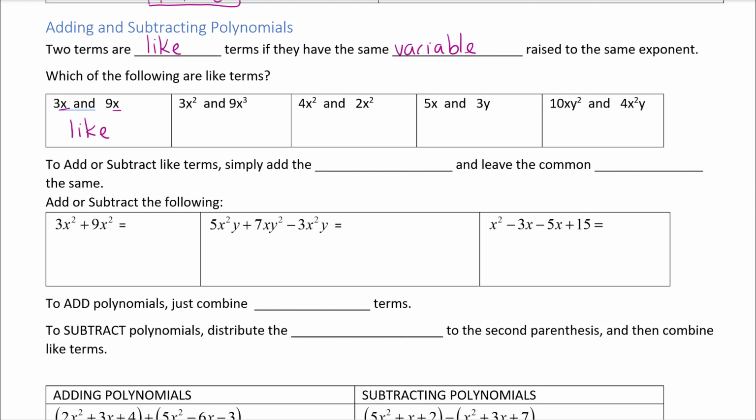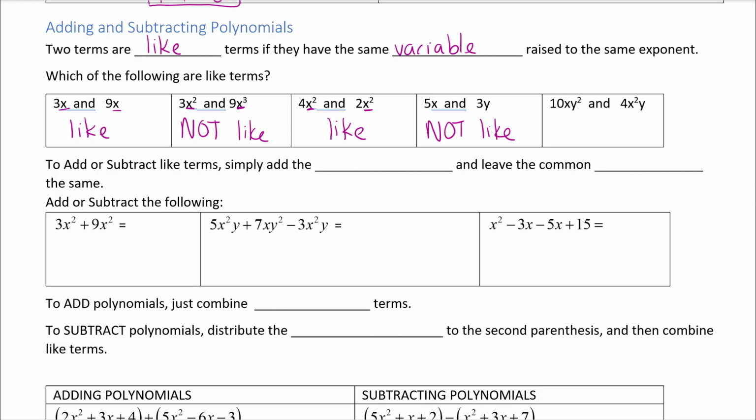The next one, we have x squared and x cubed. 3x squared and 9x cubed. Now, the x squared and the x cubed have the same variable, but they are not raised to the same exponent, so therefore they are not like terms. The next one, 4x squared and 2x squared. The x squared and the x squared are the same, so we would call these like terms. 5x and 3y. The x and the y are not the same variable, therefore they are not like terms.